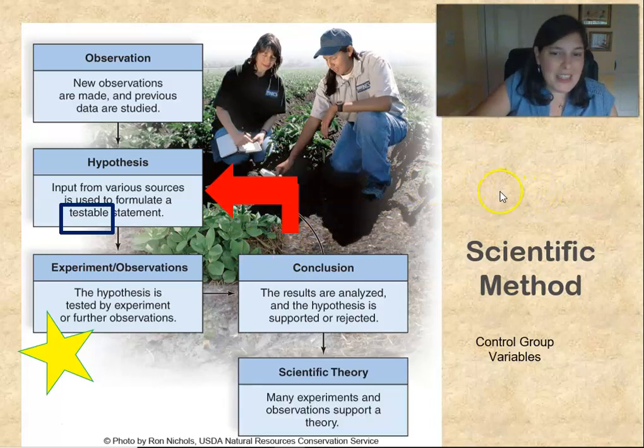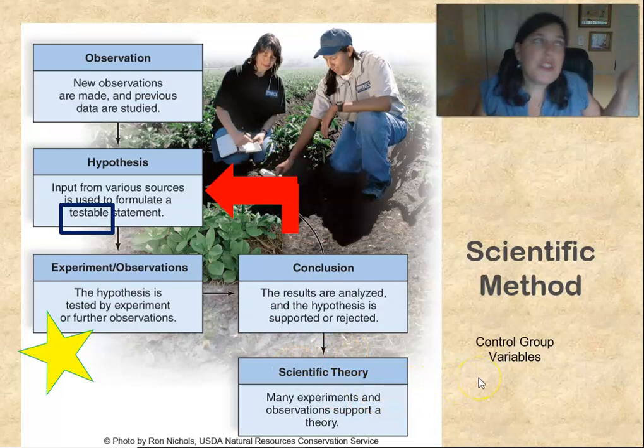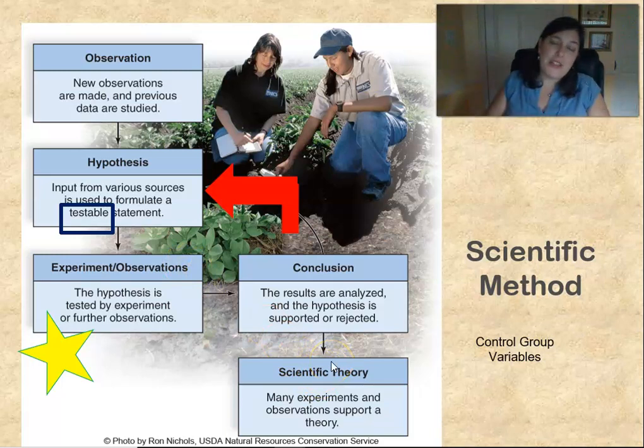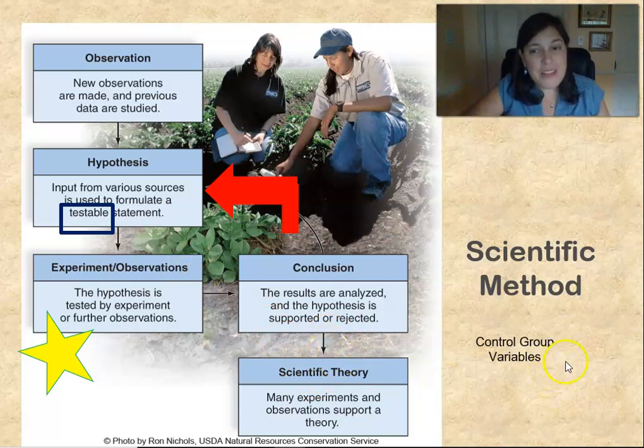We call these theories. Now, a scientific theory isn't something that's, oh, it's just my idea. It's based on conclusions of the scientific method tried and tried and tried again. So a theory is when many observations come together. So that's really overall the scientific method.